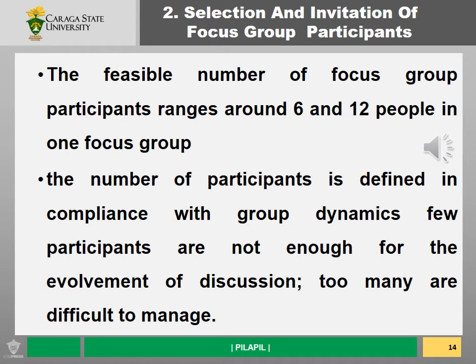So, the proposed optimal number of focus group participants may differ. However, usually suggestions fall between 5 and 15. The number of participants is defined in compliance with group dynamics. Few participants are not enough for involvement in the discussion, while too many are difficult to manage. So, we must always remember that the group must be small enough for everyone to have an opportunity to share their insights, and yet large enough to provide a diversity of perceptions.